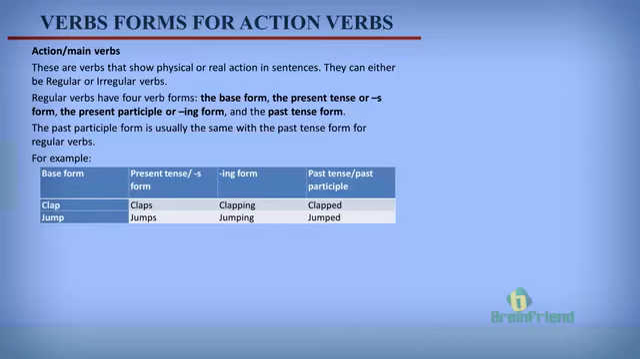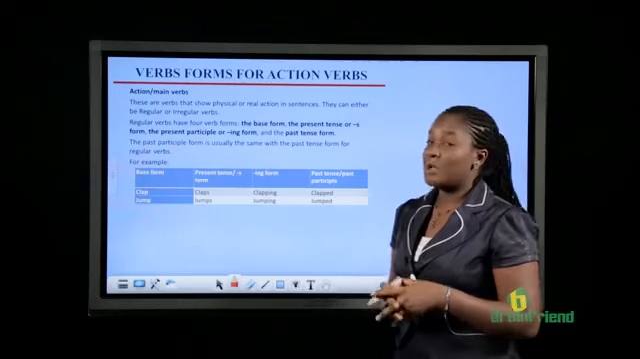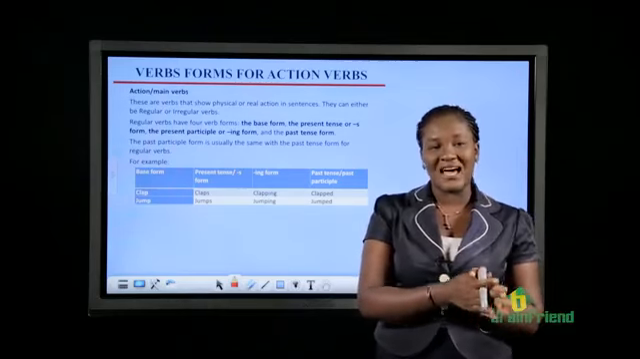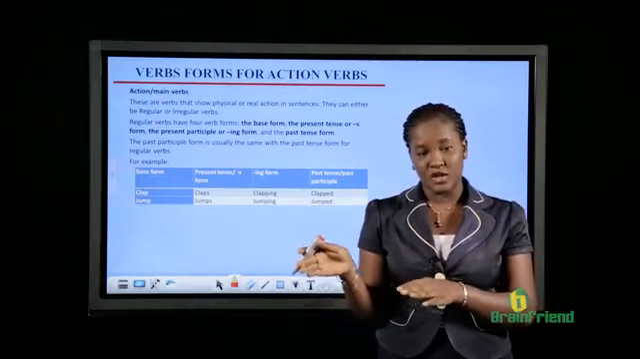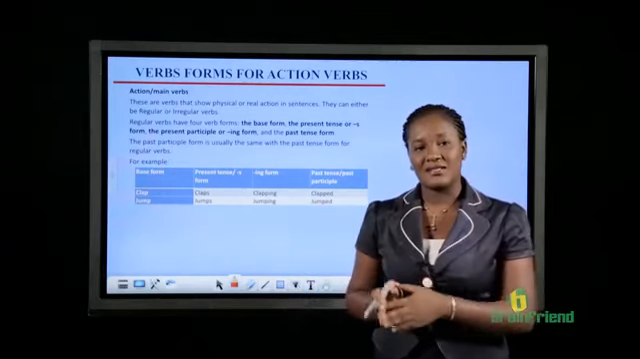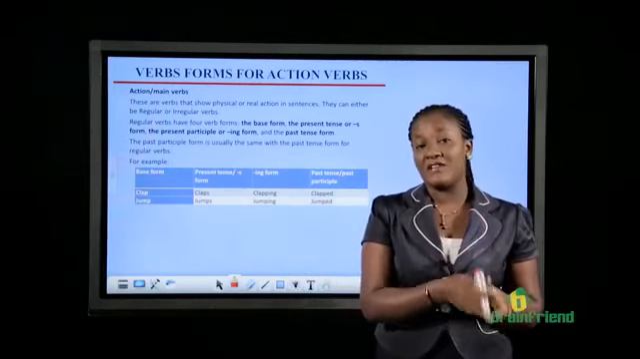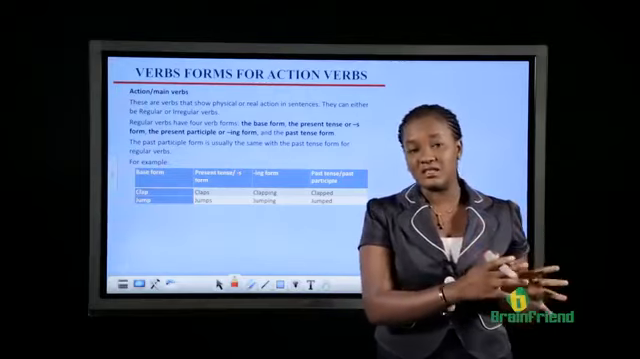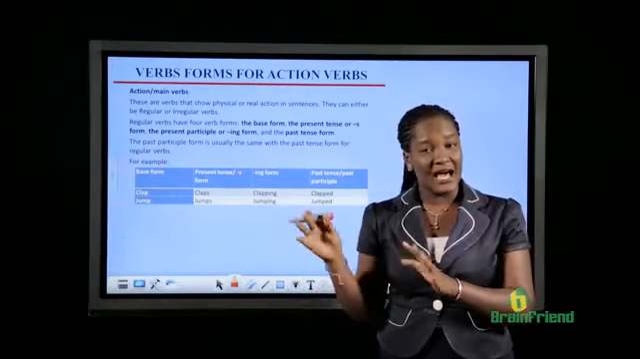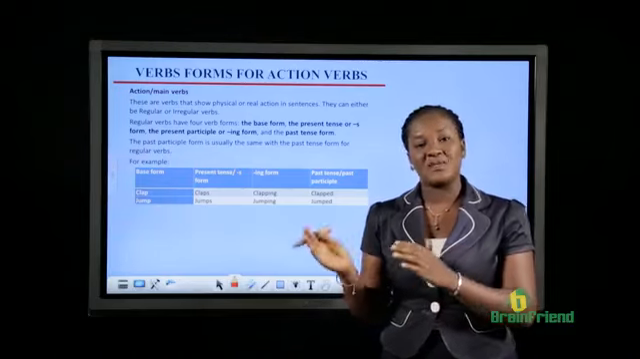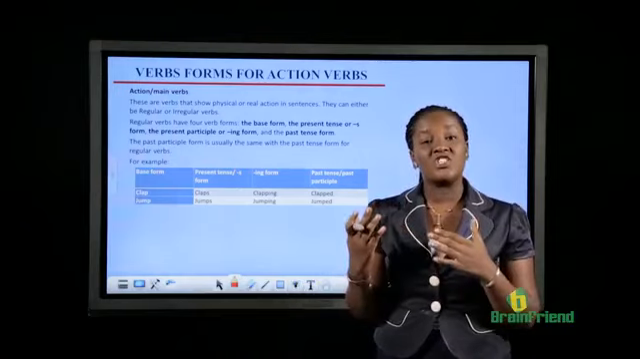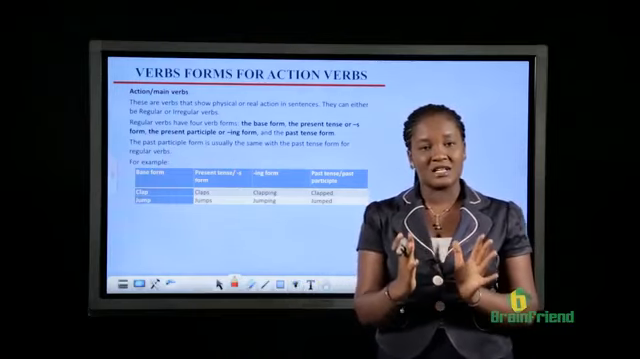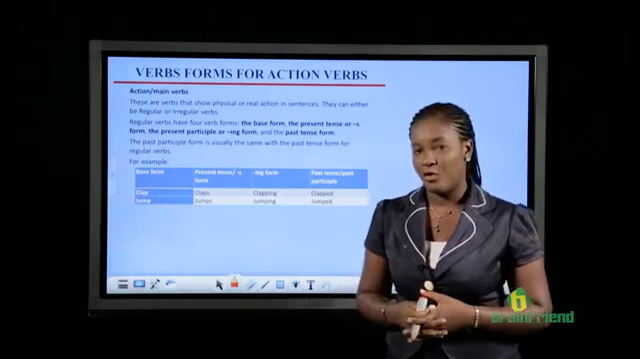Action verbs are categorized into 2. They are either regular or irregular verbs. And remember that in our previous lessons we said regular verbs are verbs that take ed or d at the end of it to mark past tense or past participle, while irregular verbs are the verbs that do not take ed or d or t at the end of it to mark past tense or past participle. Rather, irregular verbs change their forms or change their spellings in their past tense form or past participle form.